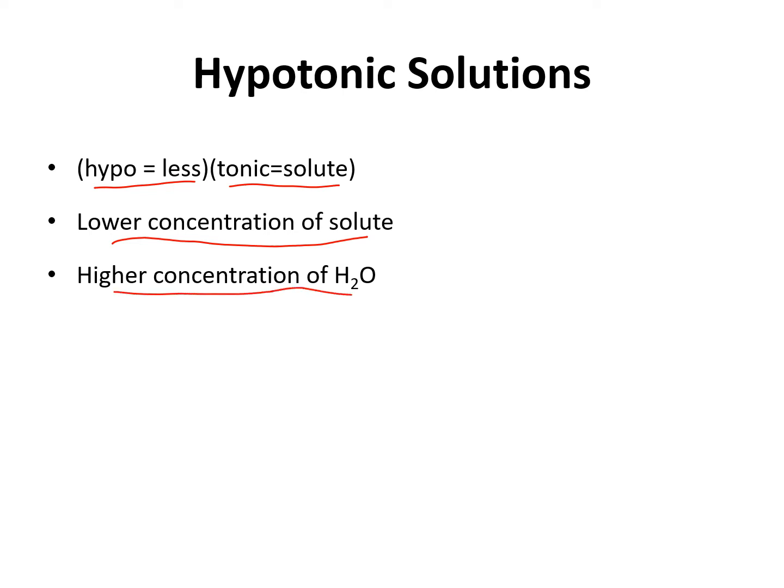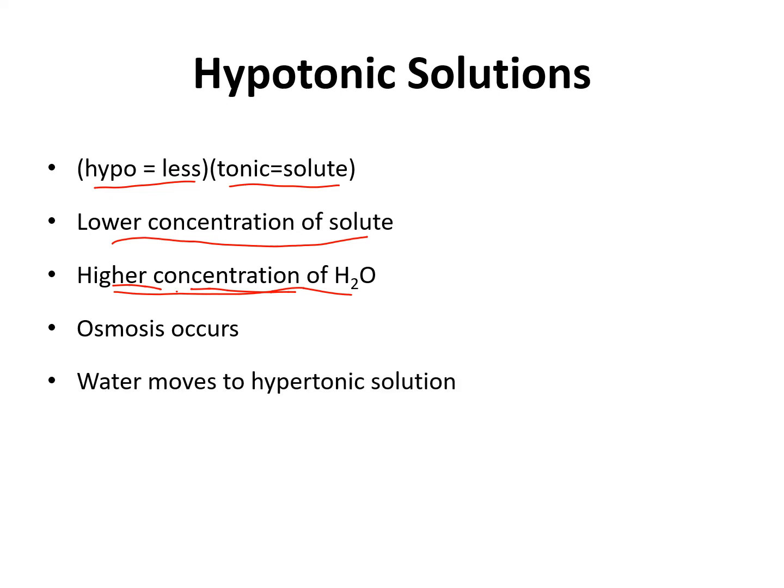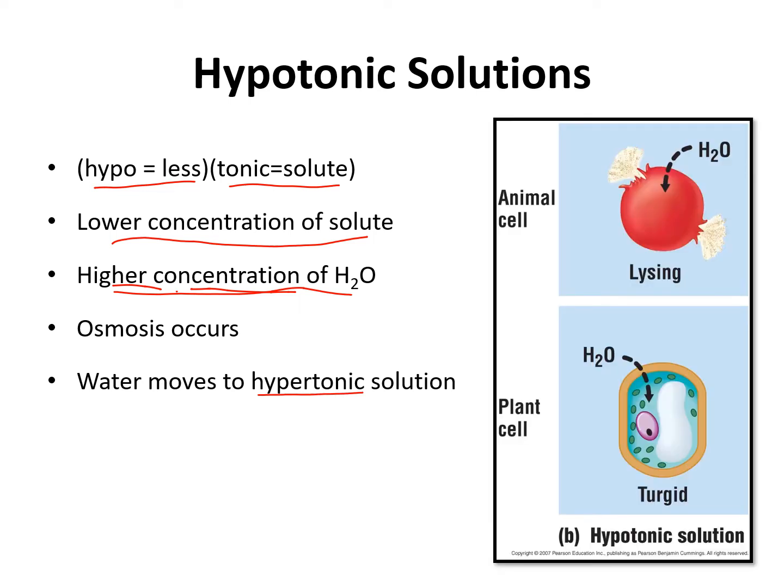So now you have a concentration gradient. You have one solution that has a higher concentration of water than the other solution. So in this situation, you will get osmosis, and the water is going to move out of the hypotonic solution to the hypertonic solution, which I'll talk about in a minute. And this is an example of putting cells in a hypotonic solution. So in this case, this solution, the environment is hypotonic, which means that inside the cell it must be hypertonic.